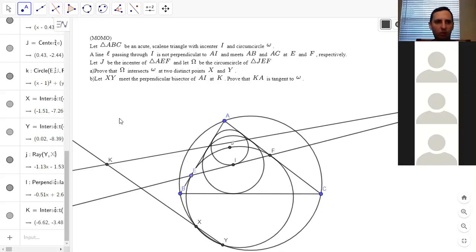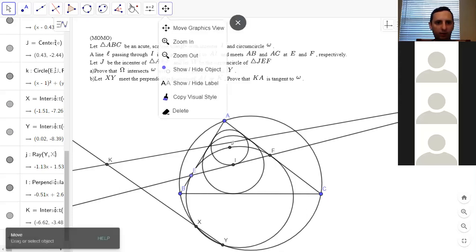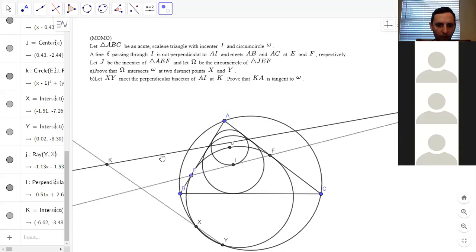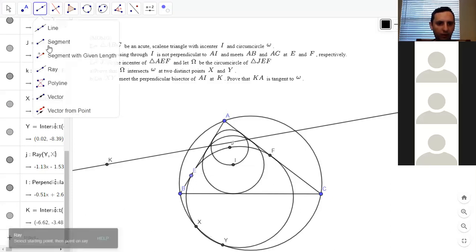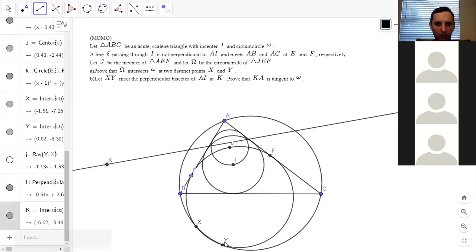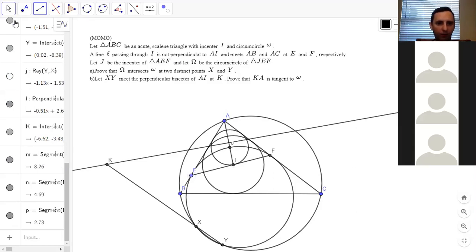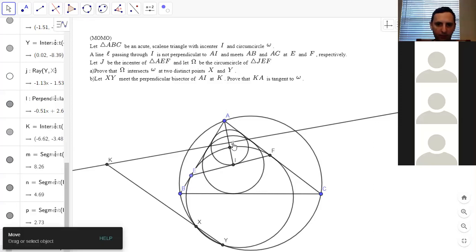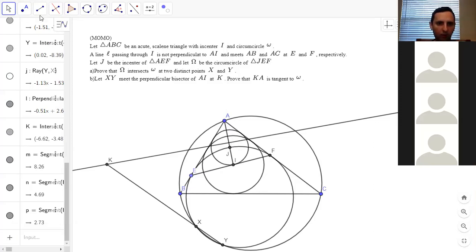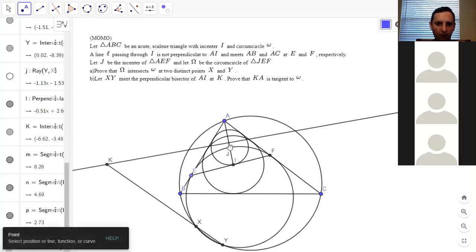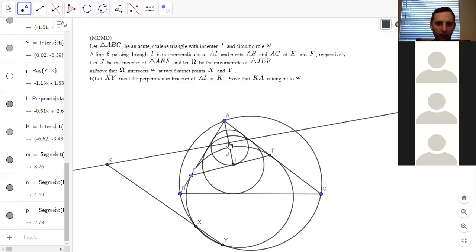So let's see. I'm going to hide a couple things. I'm not going to hide that just yet. So I want to draw AI, and I want to draw the midpoint of AI. So KA is equal to KI. I wonder if this is like a radical axis theorem problem.